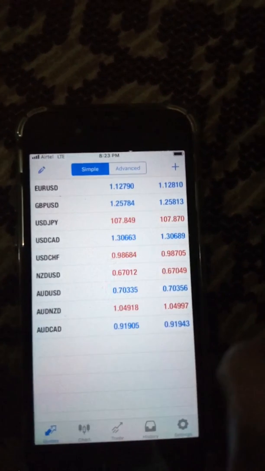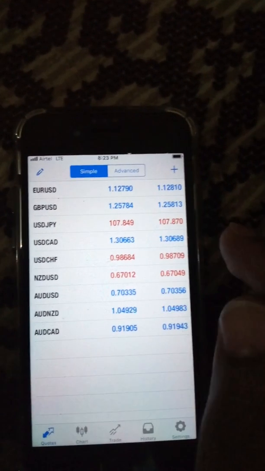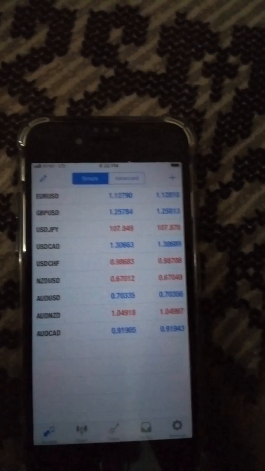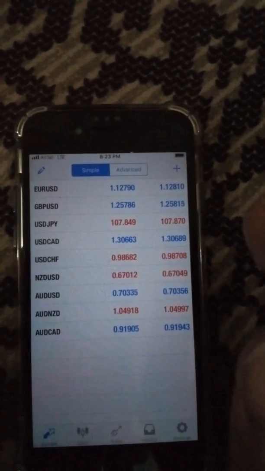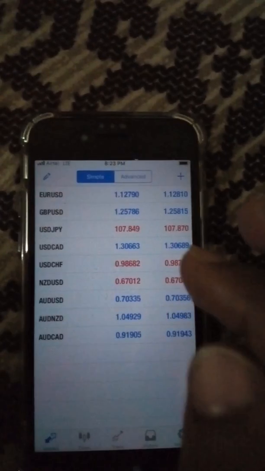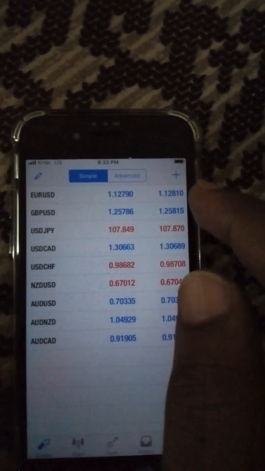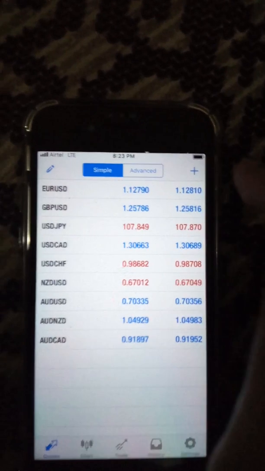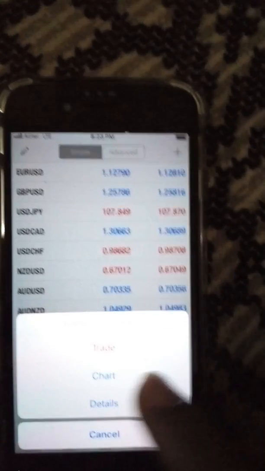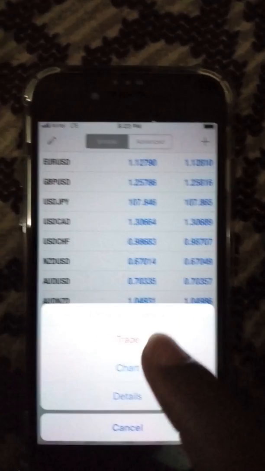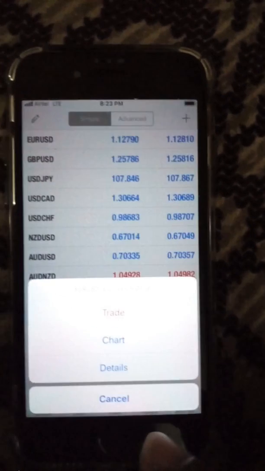But first, before you make any trade, you have to look at the chart and make what we call a chart analysis to know if this currency would go on inflation or not. So what I do is I'm going to click on the currency. I click on Euro USD. I click here and it's going to bring up this. So you can see trade, you can see charts, you can see details. So I want to see the chart.